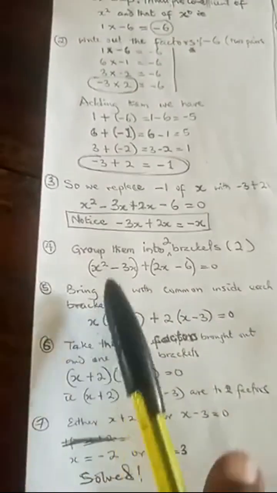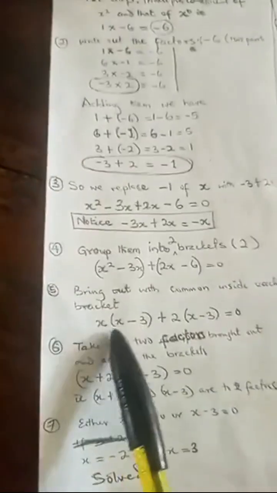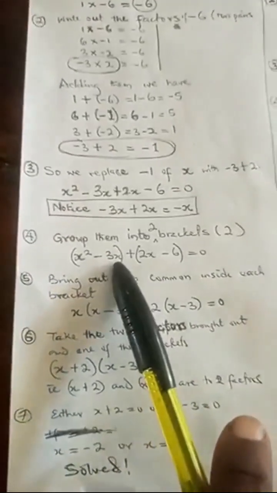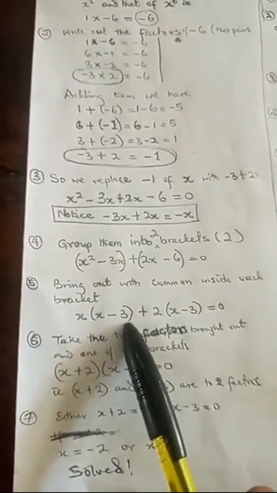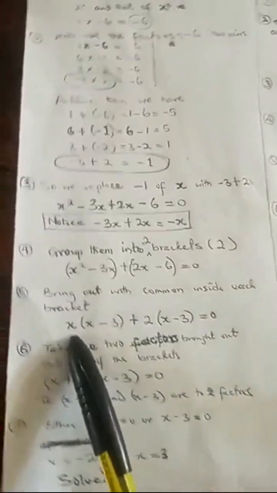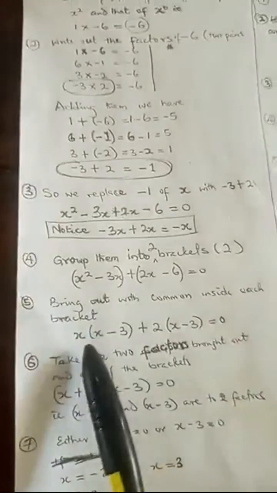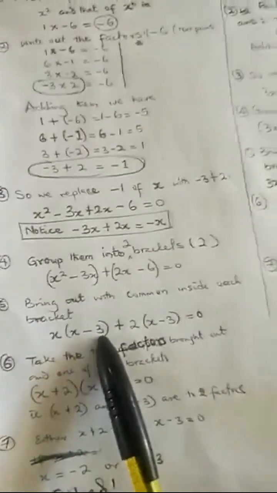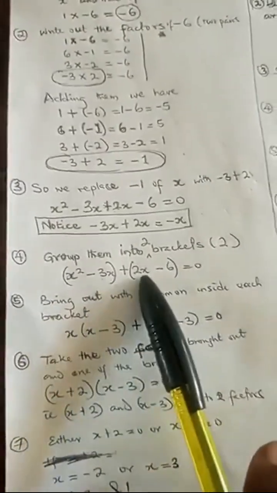That is to say, I'm going to divide the first term by x. I will get x. Then divide the second term by x. I will get minus 3. That is to say, when I bring out x as a factor from the 2 of them, I will have x minus 3 remaining.